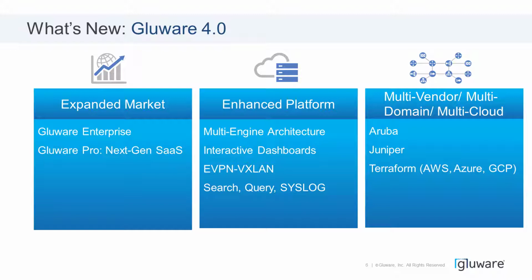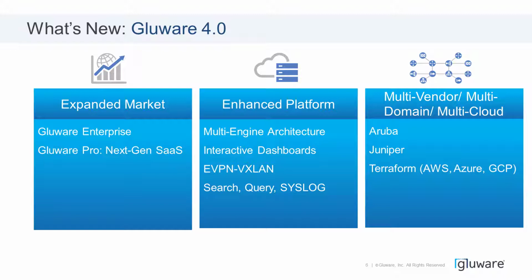Next, on the enhanced platform component, this is where you're going to learn a lot of the features that we've built into the Gluware software. And the Gluware software runs both in the enterprise version and in Pro. So as we jump into the features, we're going to talk about the new multi-engine architecture, brand new features like dashboards that make it very powerful and interactive to use, protocol capabilities like EVPN-VXLAN automation, and numerous other features in the product like config search, ad hoc query, syslog integration, and more.